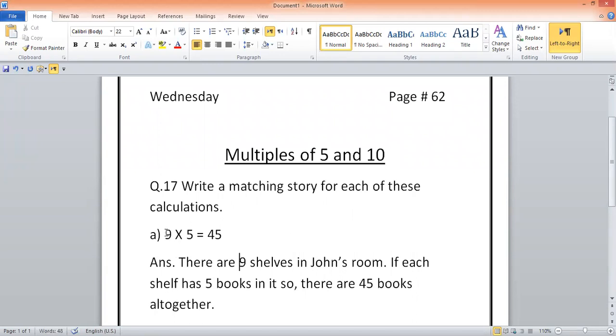Look, there are 9 shelves in John's room. In one shelf, how many books are there? 5. So what is the total? 9 multiplied by 5 equals 45. So there are 45 books altogether. Clear, guys? Yes, sir. Okay, that's very good. Write it first.